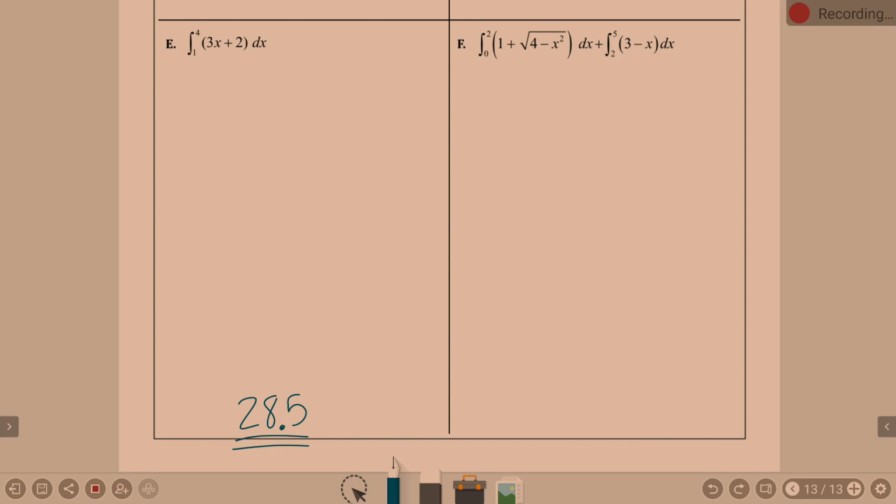E is just going to be, you're doing 3x plus 2. It's a different slope, but it's not going to be another big trapezoid. Okay, F. That looks a little interesting, doesn't it? The integral from 0 to 2 of 1 plus the square root dx plus the integral from 5 to 2 of 3 minus x.